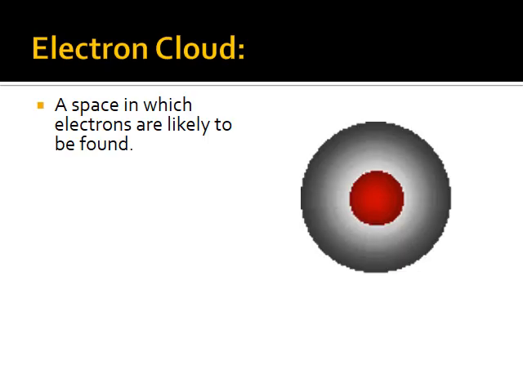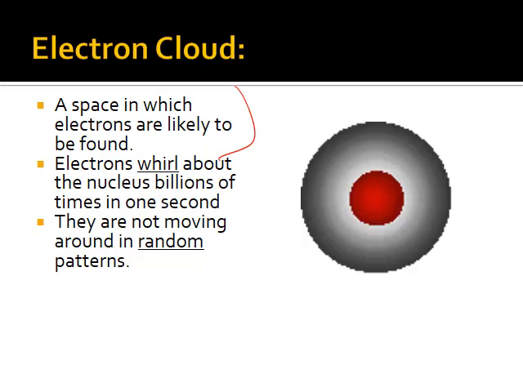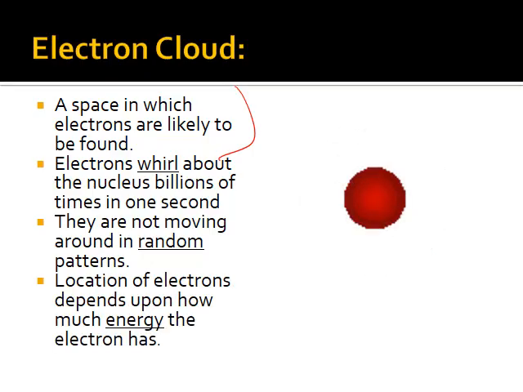So sometimes the wave model is also known as the electron cloud model. The electron cloud is a space in which the electrons can exist, and they are whirling around in that space billions of times a second. They are not moving around in random patterns, however. They are moving in certain patterns based on their energy. So the location of the electron depends upon how much energy each electron has.